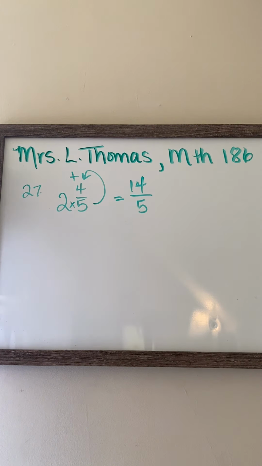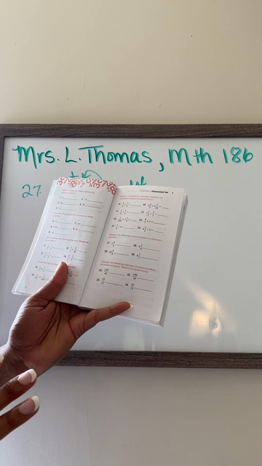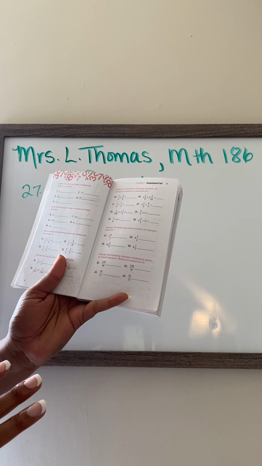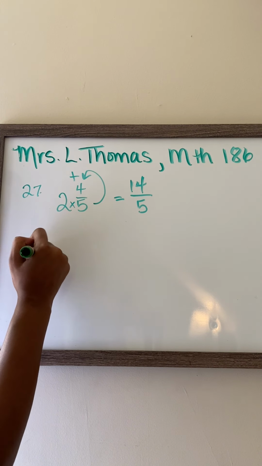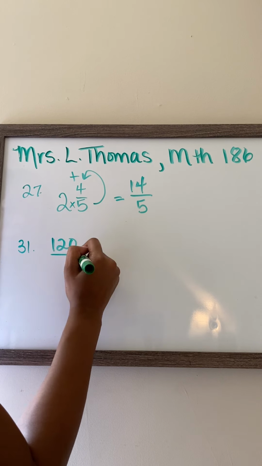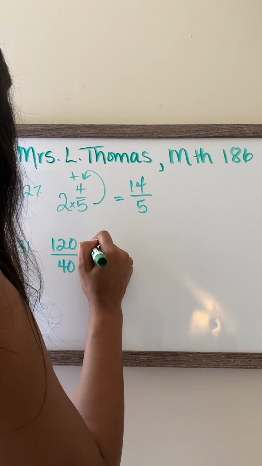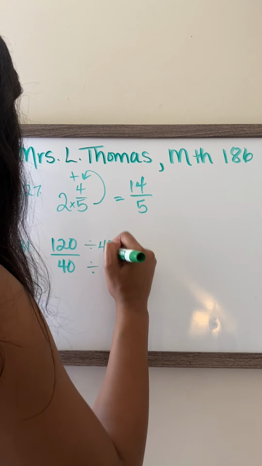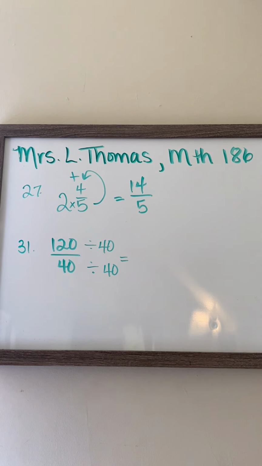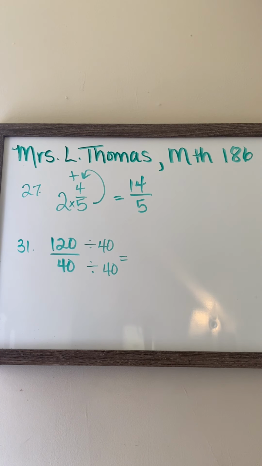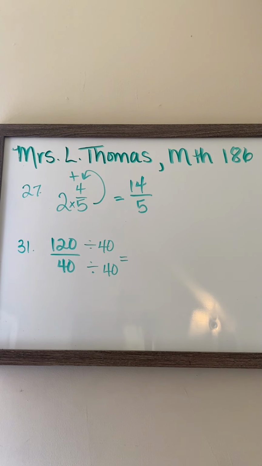Okay. The next set wants you to change the following improper fractions to whole or mixed numbers, reduced to lowest terms. So for 31, I have 120 divided by 40. Okay. So you could do one or two things. You can divide it, or you can see what will go into 120 and what will go into 40. The same exact number, of course. So let me choose 40. 40 goes into 120 how many times? Think about that. 40 times 1 is 40. 40 times 2 is 80. 40 times 3 is 120.